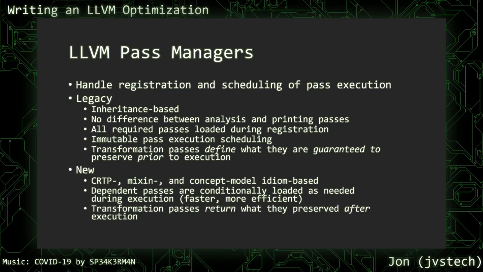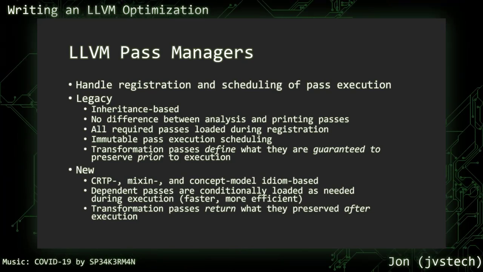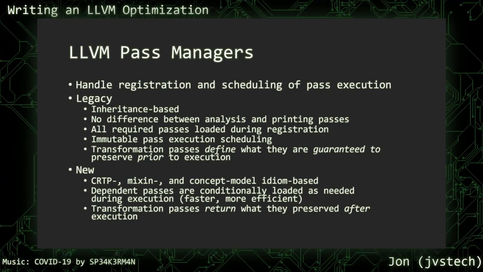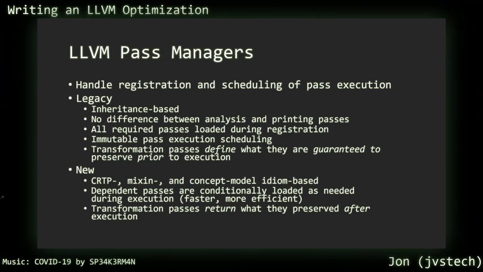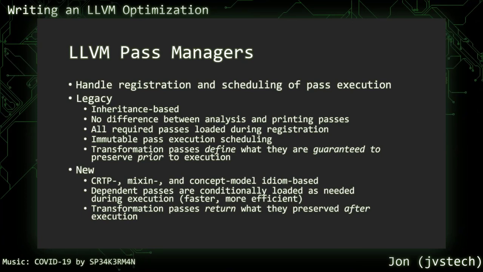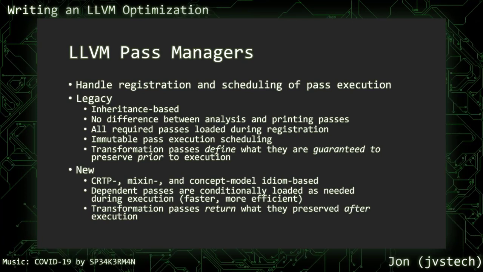IR modification and preservation is tracked after a transformation pass is executed, as the pass returns the scope of what it preserves from the primary execution function, the run function, instead of setting what it's guaranteed to preserve before it ever executes. This means that even if IR modification did occur, the scope of what was actually modified determines which preceding analysis results are invalidated.